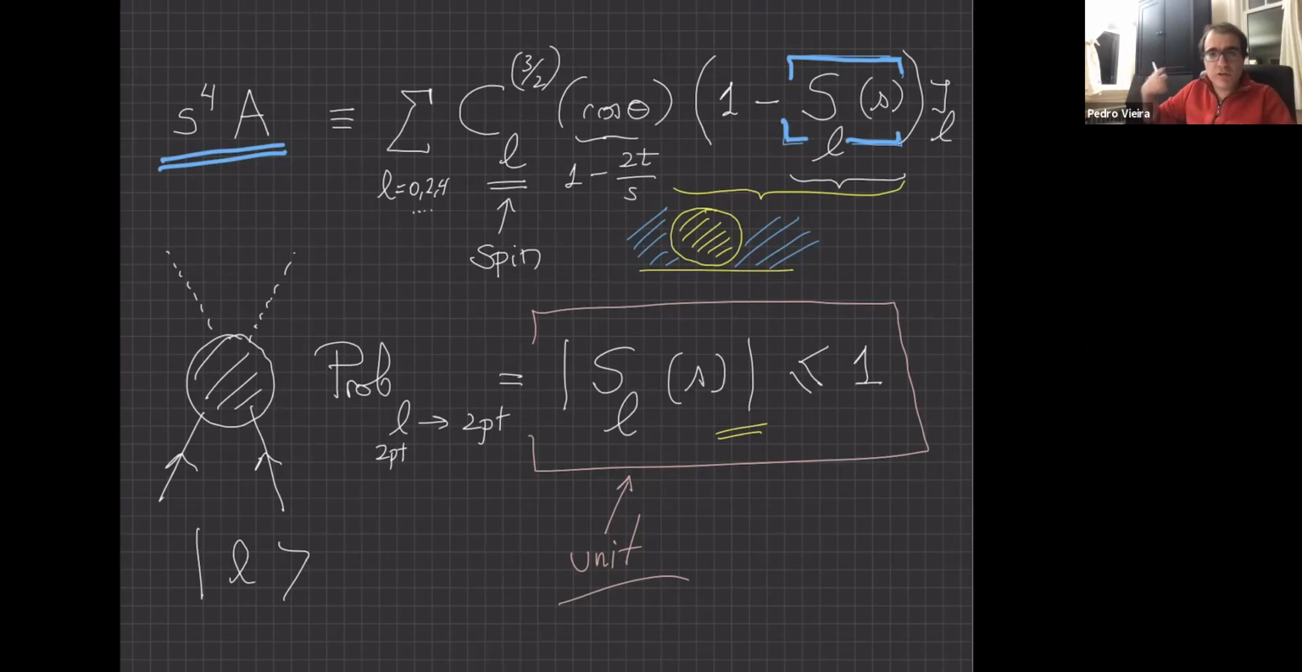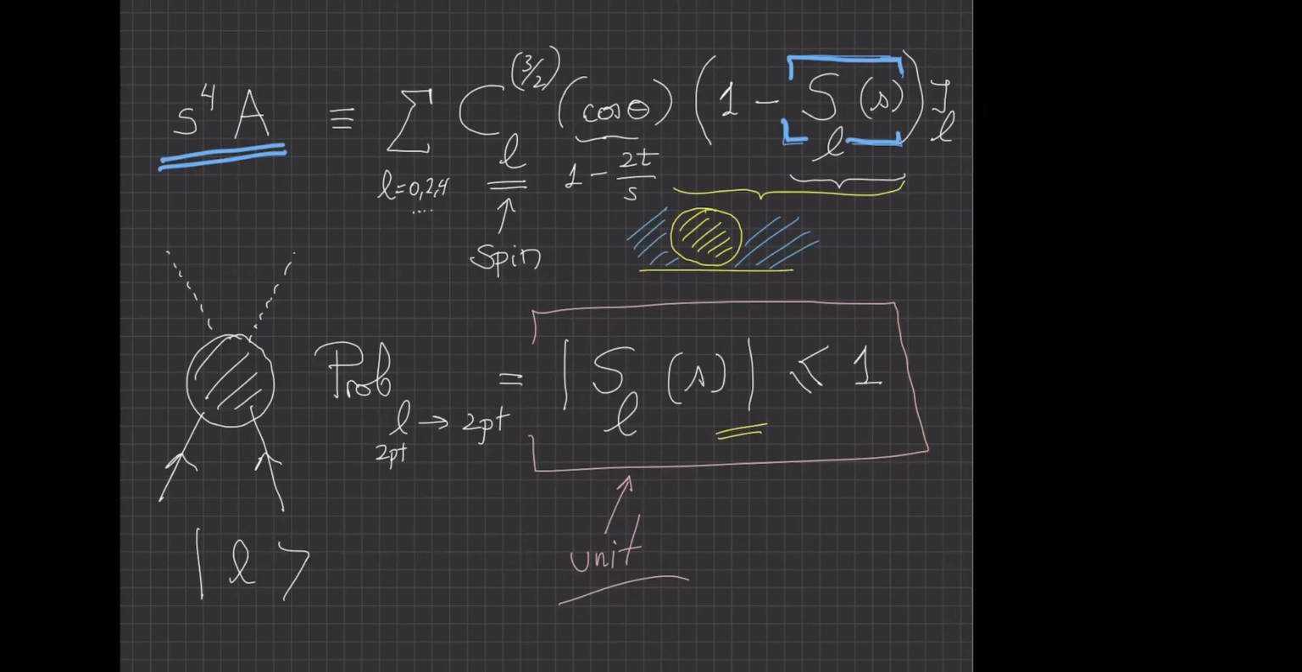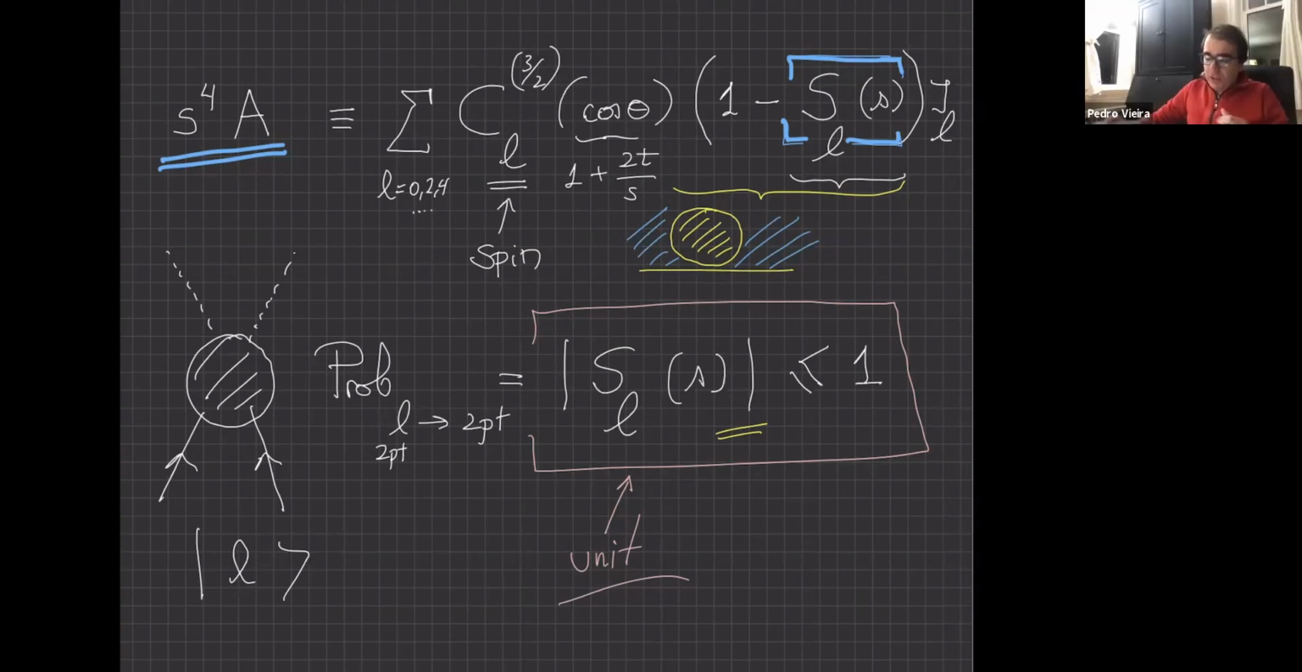So the summation over all spins produces a pole. If you put some Pochhammers for this SL, you reproduce the 1 over STU, for example. So that's easy to reproduce. You can find it in many papers, like Simon Caron-Huot's, as the expression. 1 plus 2t over s. I always forget this.